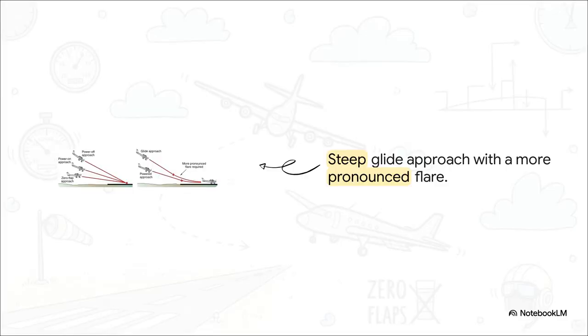The reality is, on a normal approach, you're using power to carefully control your descent rate right down to the aim point, but without power, your descent rate is naturally going to be much, much greater. This means your nose pitch attitude has to be lower just to maintain your approach speed. The direct result of all this is a significantly steeper flight path down to the runway, which means you're going to need a much more pronounced flare right at the end to arrest that steep descent.